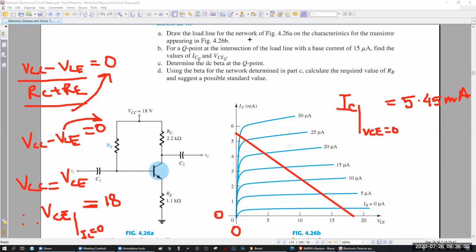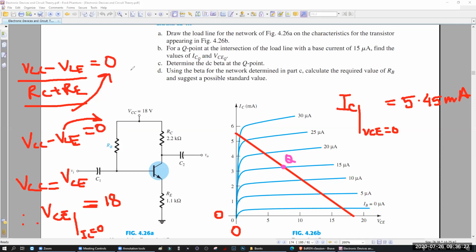Oh, okay. Now the Q point. The Q point will be the intersection of the load line with the base current of 15 microampere. Why 15? Here is 15. So we can call this our Q point. This is our Q point. Okay? Yes, sir.